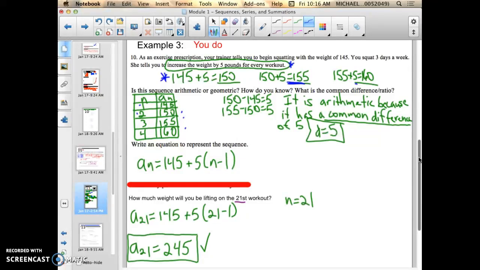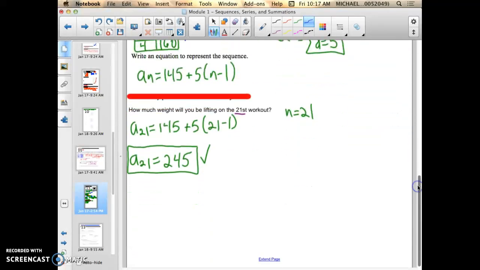I'm adding 5 each time. And it told me that up here. Increase the weight by 5 pounds for every workout. So I knew that was the common difference. Now, my equation, 145 plus 5 times n minus 1, and then it wanted to know how much weight would you be lifting if you continued this time, for 21 workouts. What's the weight you would be lifting on the 21st workout?